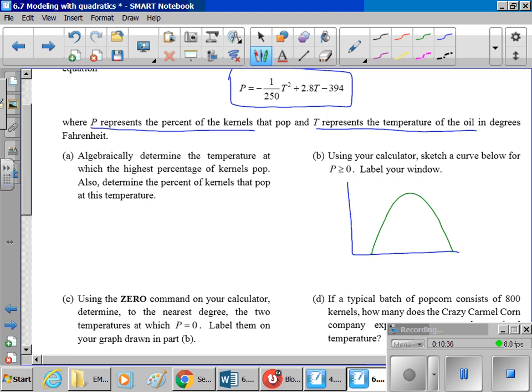So what they're looking for is this point right here, which we know is the vertex. So what we know is this number, and we need to know this number. So how are we going to do this? We're looking for the vertex. Again, you can do it by completing the square, but you're going to get kind of an ugly looking thing with these numbers. So I'm going to use that same formula for x equals negative b over 2a, which is equal to negative b, which is negative 2.8, divided by 2 times negative 1 over 250.